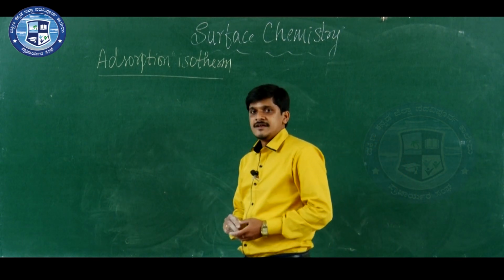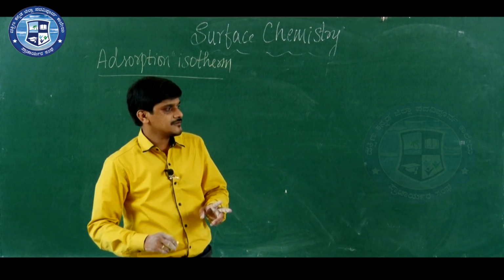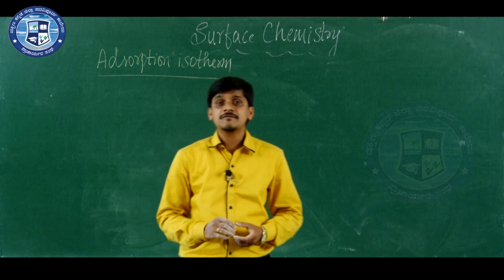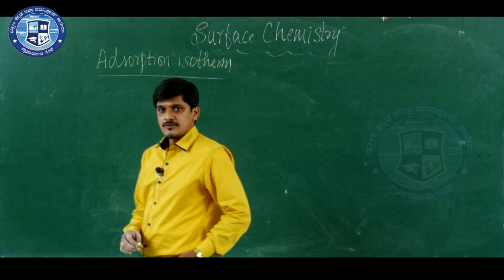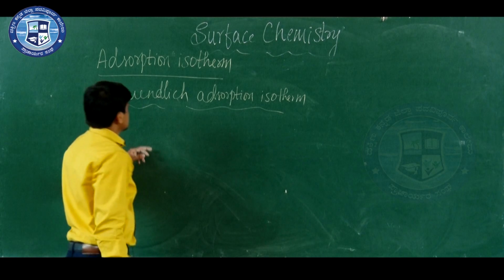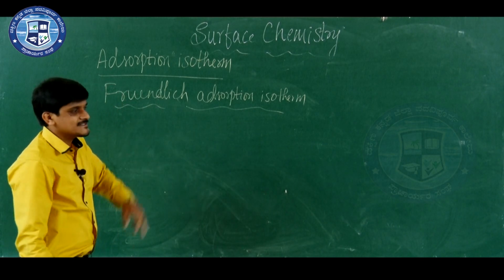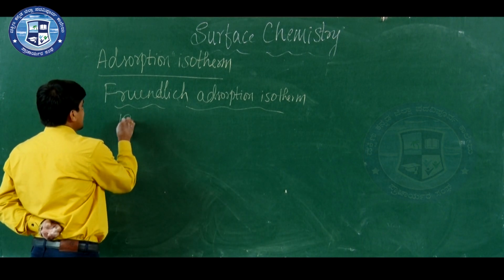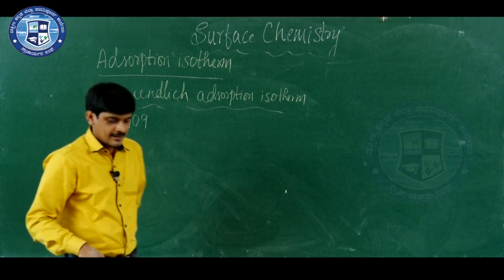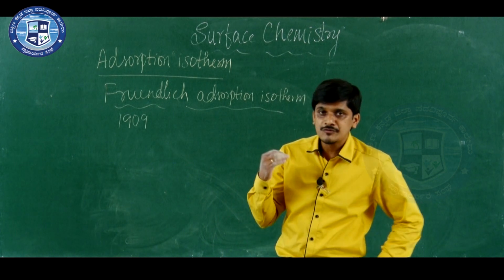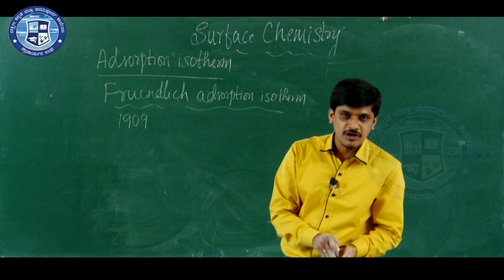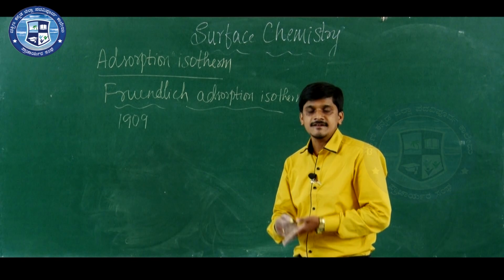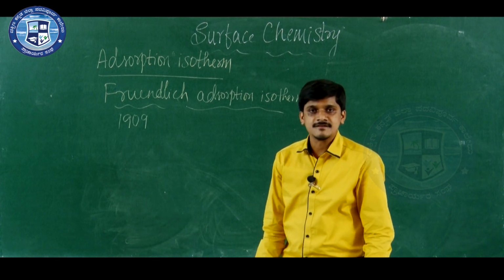In adsorption isotherm, there are two isotherms. One is Freundlich adsorption isotherm, another one is Langmuir adsorption isotherm. But in your syllabus, only Freundlich adsorption isotherm is there. So now we will go to that Freundlich adsorption isotherm. What is this Freundlich adsorption isotherm? Freundlich is a scientist. In 1909, he gave an empirical relationship between amount of gas adsorbed on an adsorbent versus pressure at constant temperature.